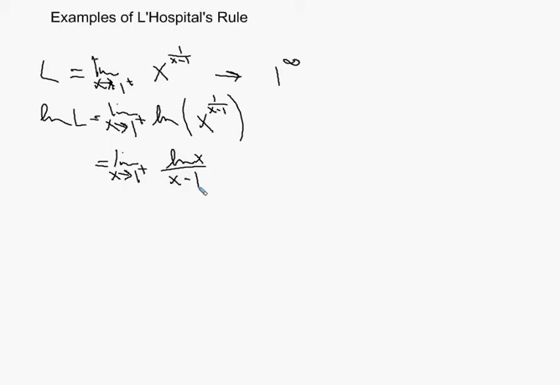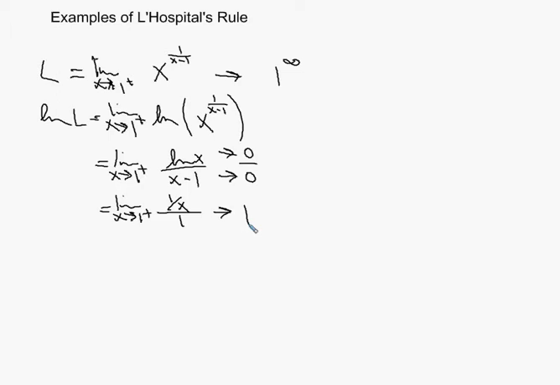Okay? Now, as I approach 1 from the right, ln of x goes to 0, and of course, x minus 1 goes to 0. So now I have 0 over 0, and I can do L'Hopital's rule. So this is the limit as x approaches 1 from the right. And we do the derivative of the top, derivative of the bottom. So the derivative of ln of x is 1 over x, and the derivative of x minus 1 is 1. And as x approaches 1, this all approaches 1, even from the right or left. Okay?